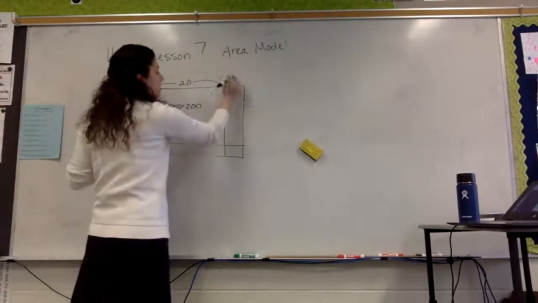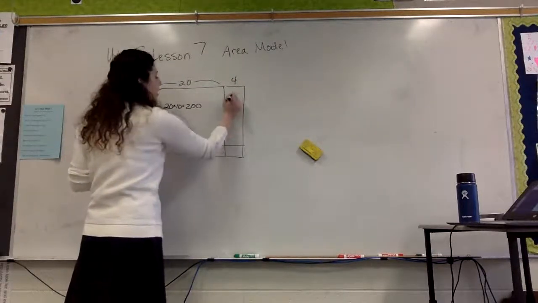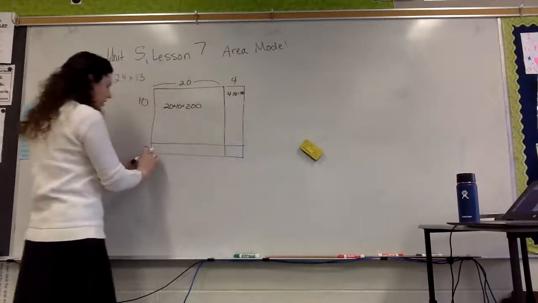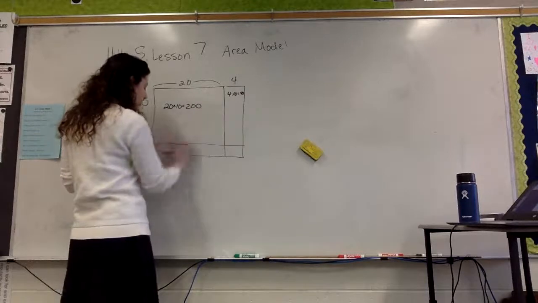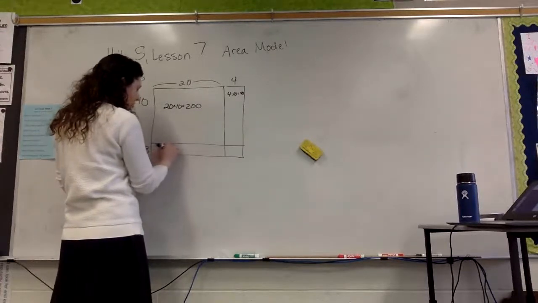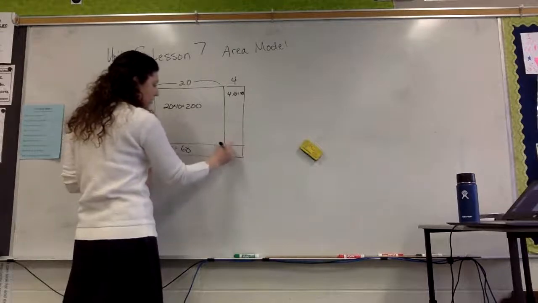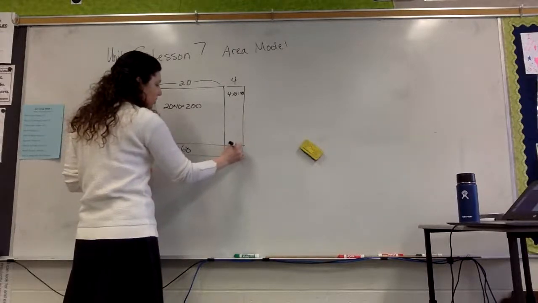This skinny part here is 4 and 10. So 4 times 10 is 40. This part here is worth 20 by 3. So 20 times 3 is 60. And this part here is 4 by 3, which is equal to 12.